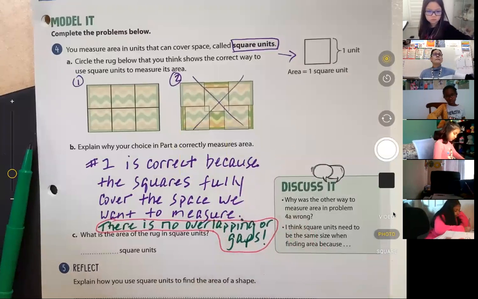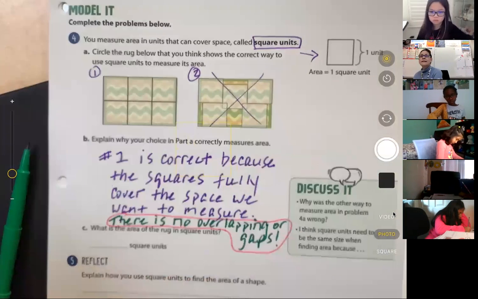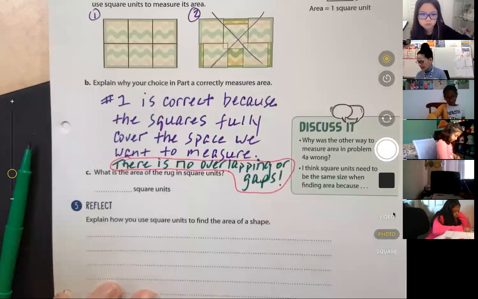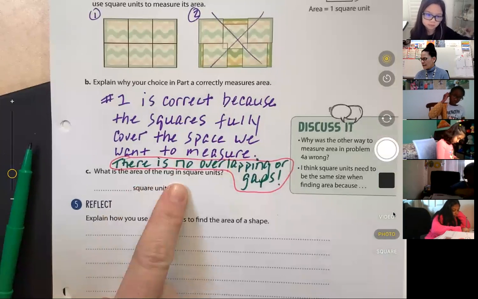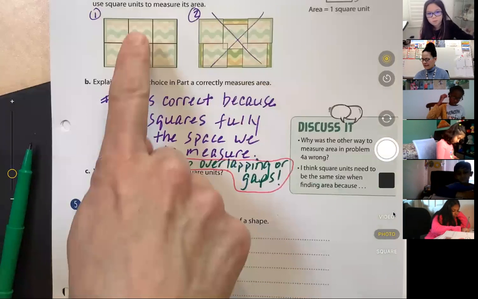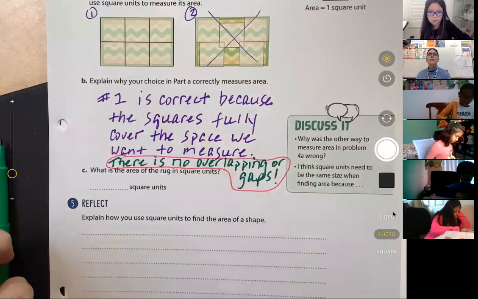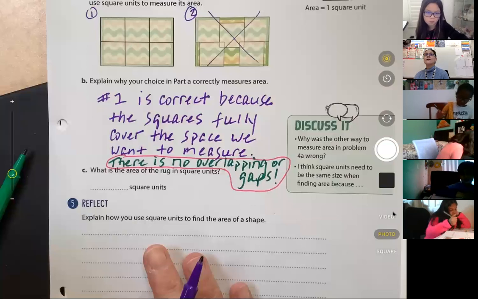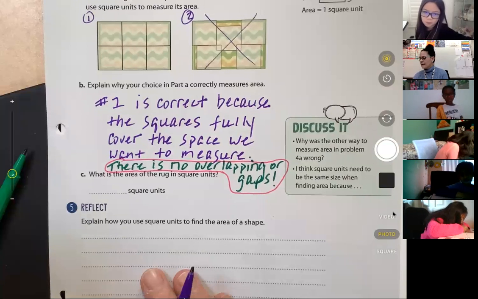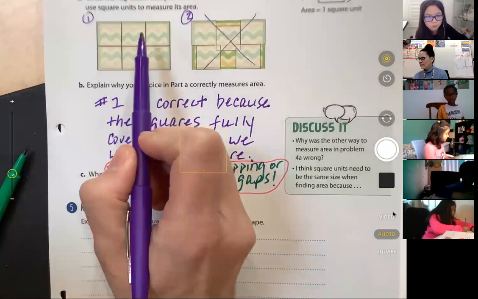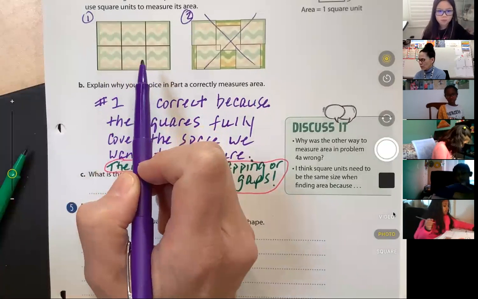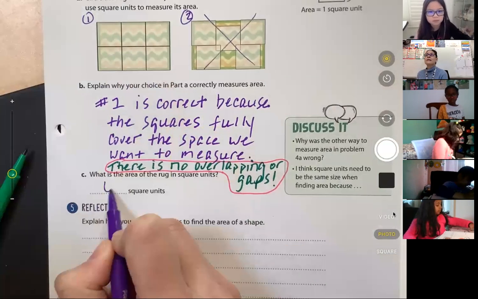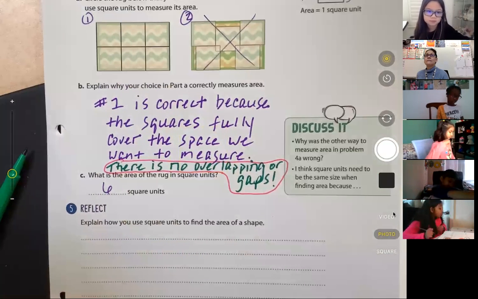All right. So when we take a look at C, it says, what is the area of the rug in square units? Let us take a look at our beautiful number 1. That's just wonderful. It is 1, 2, 3, 4, 5, 6. There are 6 square units total.